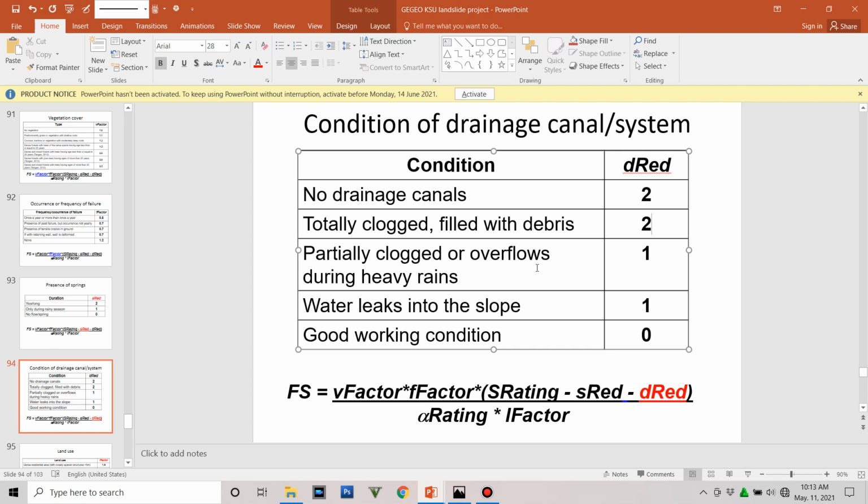And then, partially clogged or overflows during heavy rains. So, meaning, hindi na-accommodate lahat ng tubig during heavy rains. It will be scored as 1. And then, water leaks into the slope, 1. And if your canal is in good working condition, of course, your S rating will be maintained.